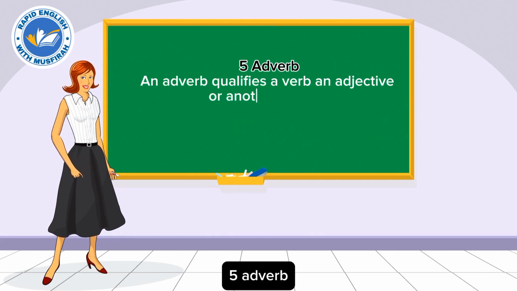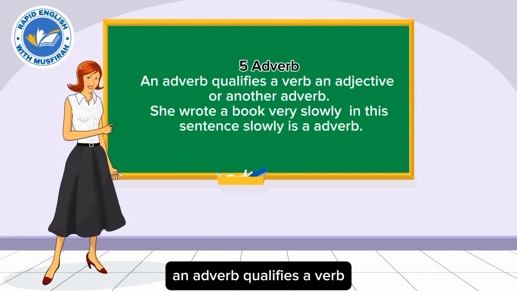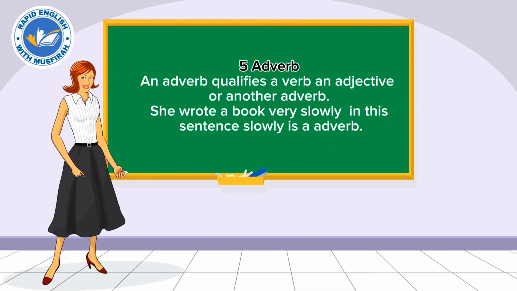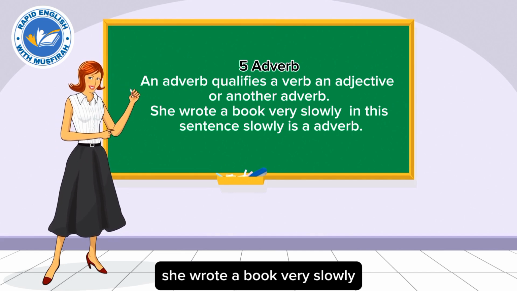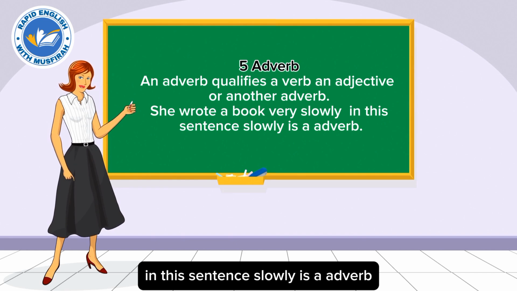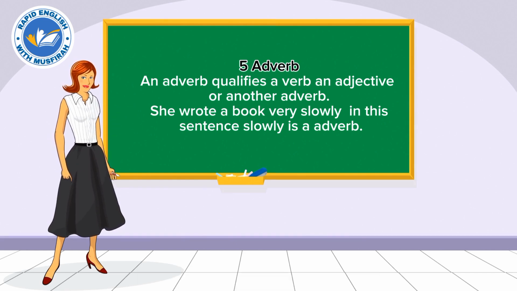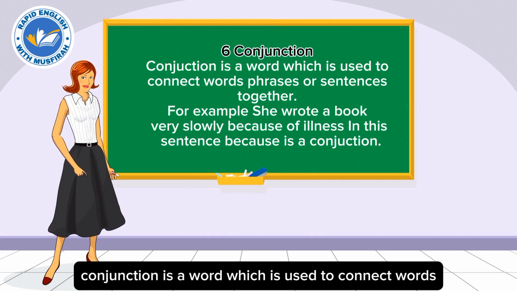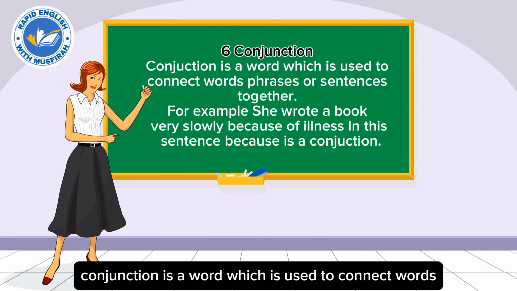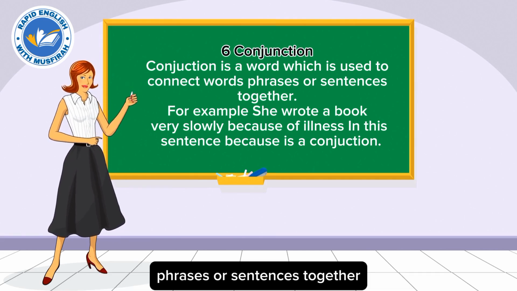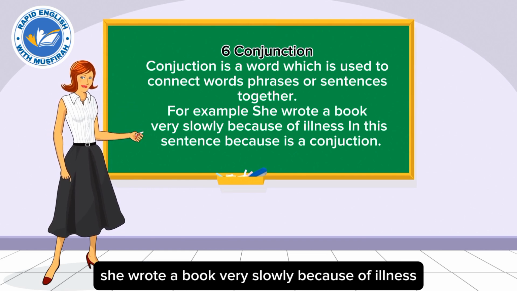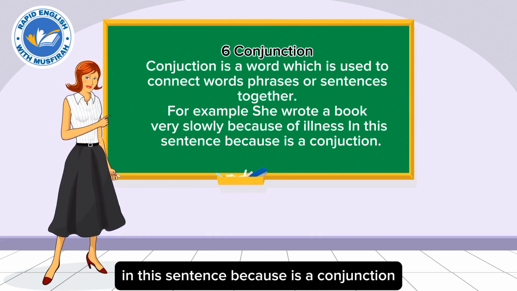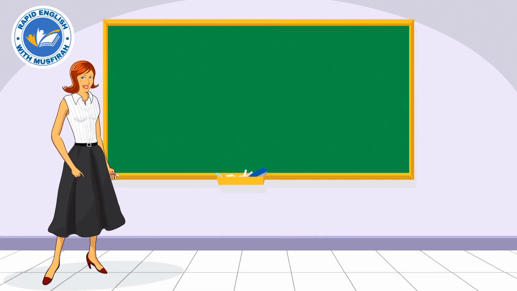5. Adverb. An adverb qualifies a verb, an adjective, or another adverb. She wrote a book very slowly. In this sentence, slowly is an adverb. 6. Conjunction. Conjunction is a word which is used to connect words, phrases, or sentences together. For example, she wrote a book very slowly because of illness. In this sentence, because is a conjunction.